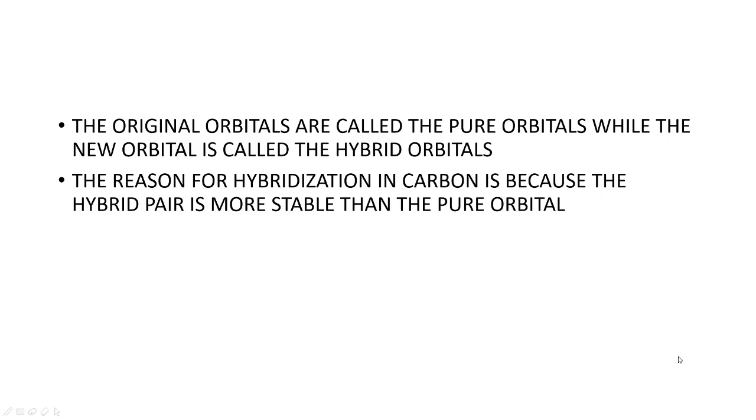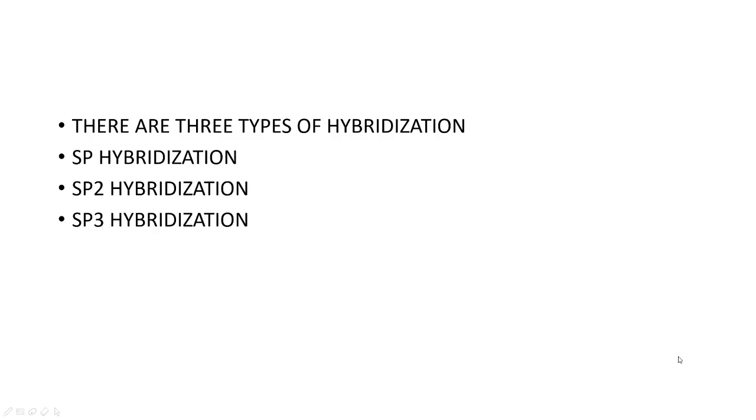We all know that in chemistry, everything is mostly about stability. All compounds are always trying to be stable. The most stable form is what they always attain, and that's the major reason for hybridization. Now there are three types of hybridization: the SP hybridization, the SP2 hybridization, and the SP3 hybridization. We'll be talking on all of this as we go further.